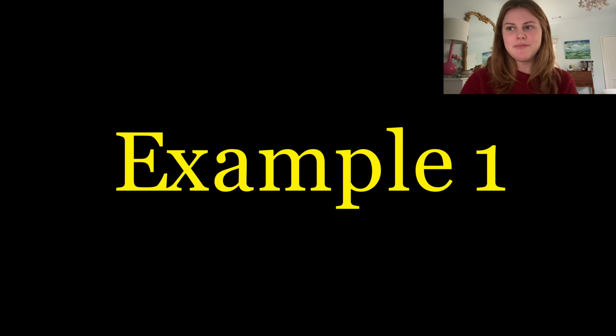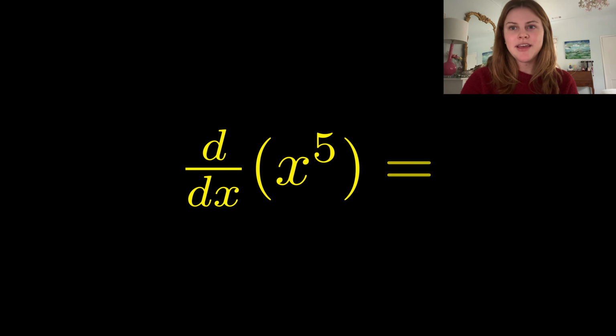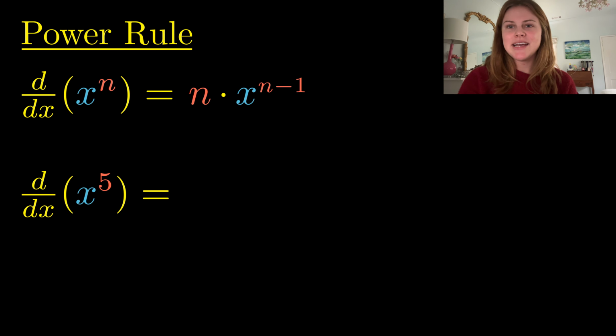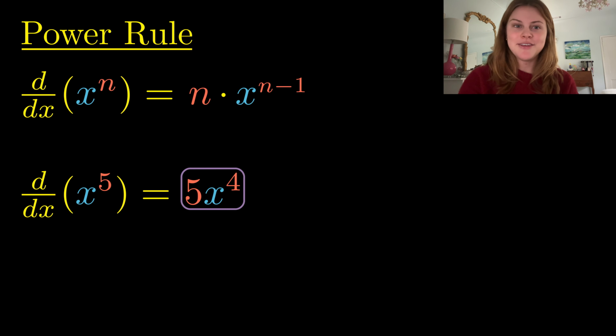Our first example of the power rule is going to be to take the derivative of x to the 5th. For this example, note that x is our base and 5 is our power. Let's finally use the power rule. To take the derivative, we drag the power of 5 down to the front and subtract 1 from 5 to get a new power of 4. And thus our derivative is 5x to the 4th. Using the power rule is just that easy.